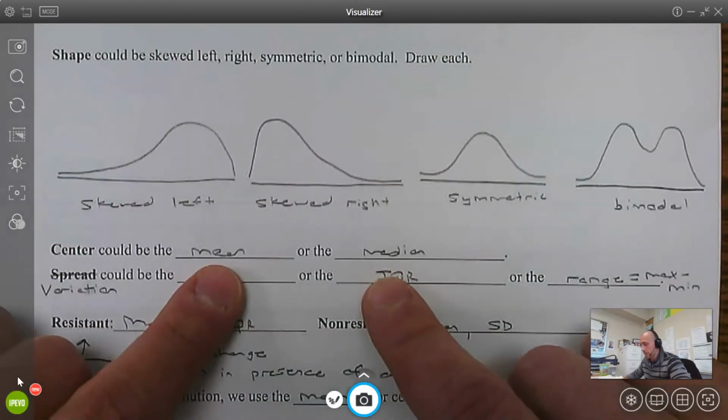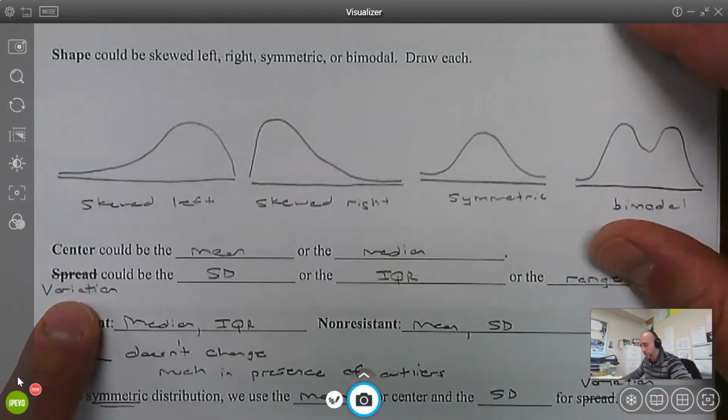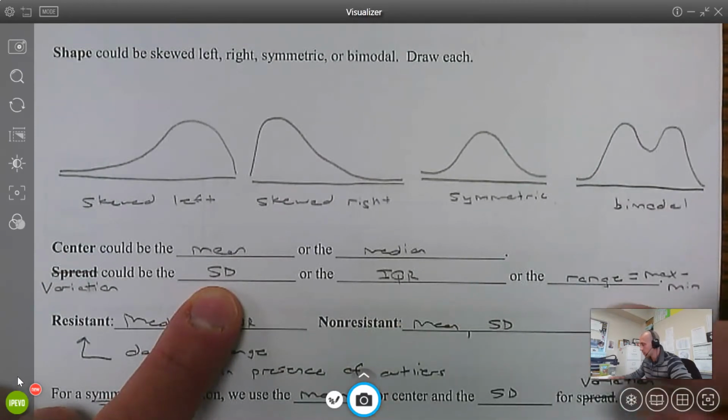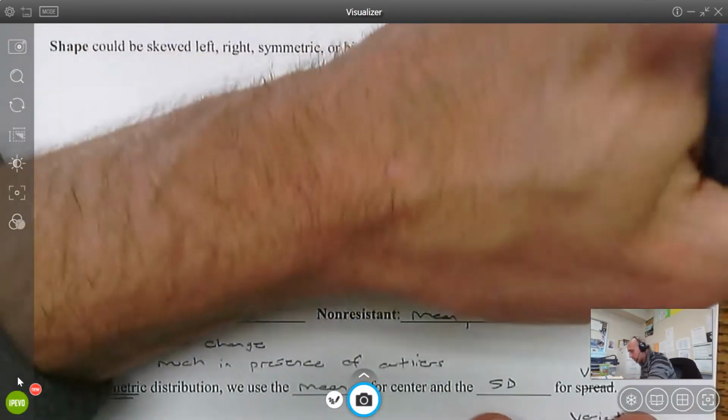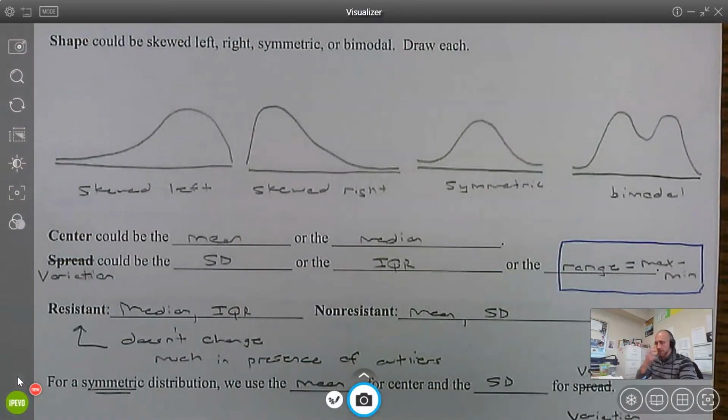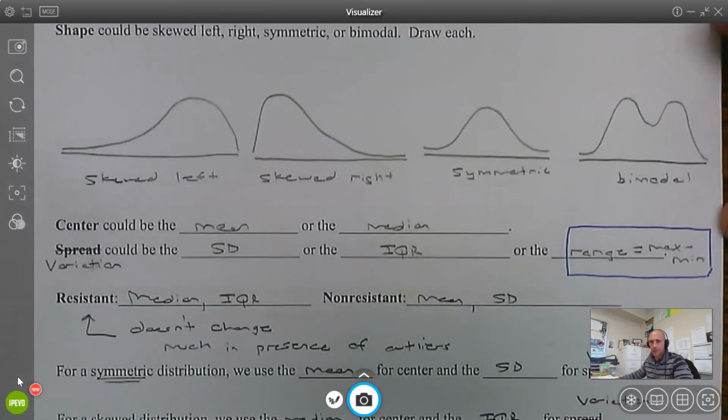Measures of center, we talked about mean and median. Measures of variability or spread, we talked about standard deviation, IQR, and range. Range is max minus min. I'm going to try to highlight a few formulas. This is not on your formula sheet. This is one I would know. I doubt you'll have to know the range, but that's one of about 7.